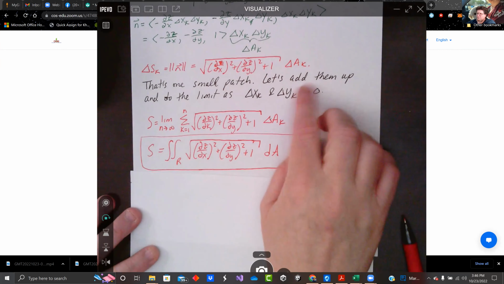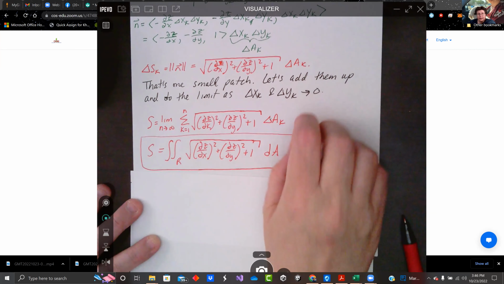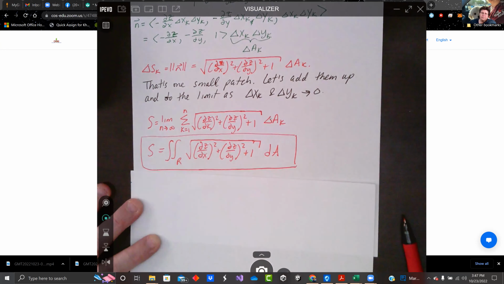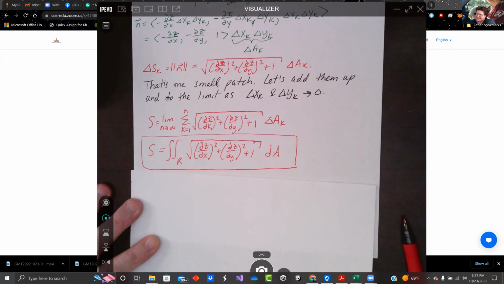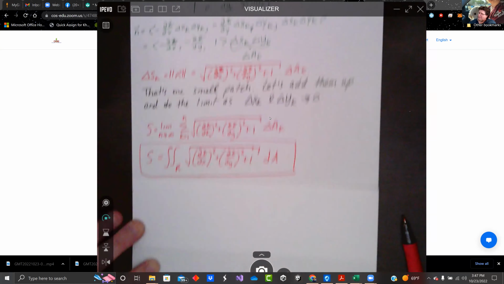This was the surface area for one small patch. We integrate by sending the area of each small patch to 0. And so we get the double integral over R of the square root of dz dx squared plus dz dy squared plus 1, times dA. Okay, very similar to what we had before.